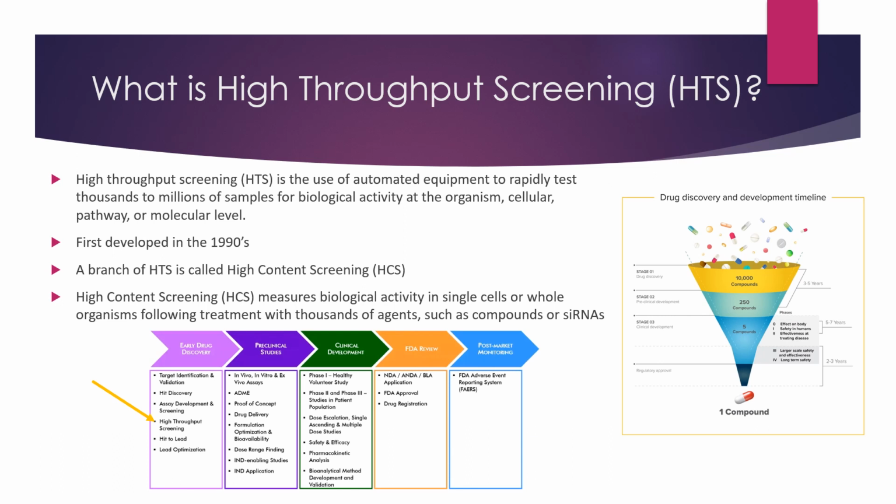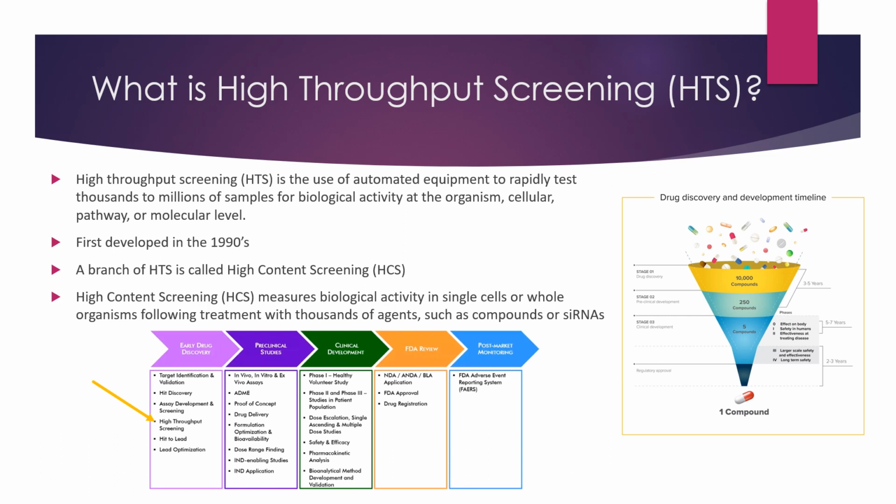Traditionally, drug development is expensive and can take a very long time. High throughput screening was developed in order to speed the process up and to save money. High-throughput screening is the use of automated equipment to rapidly test thousands to millions of samples for biological activity at the model organism, cellular, pathway, or molecular level.